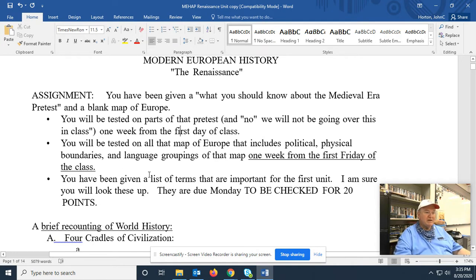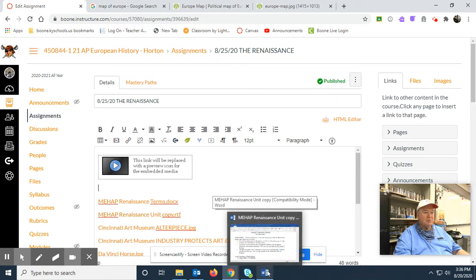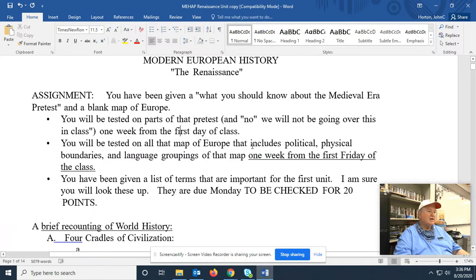Now you have been given a list of terms. Those terms are on the page here. Notice here, MIHAP Renaissance terms. That has a list of terms that you need to commit to memory. And this is, of course, the study guide unit that you are looking at. So let's go back to the study guide.